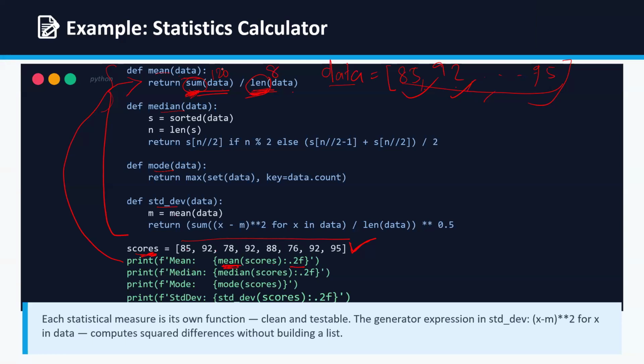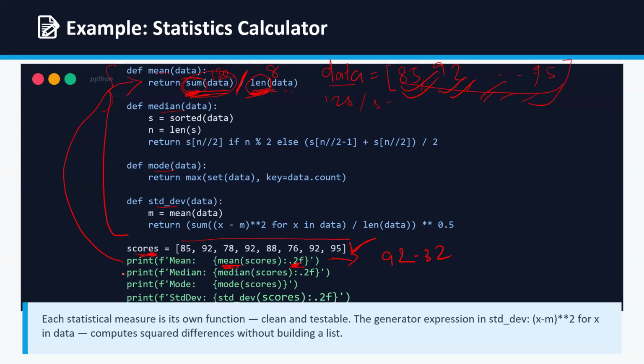So sum of the data means it will add up all the values, 85, 92, everything, and it will be stored as 120, divided by len of data, which means 8. The slash means division. So 120 by 8, whatever the value, will be displayed. For example, with dot 2f, how many decimals? Two. You got it? So in the same way, median.